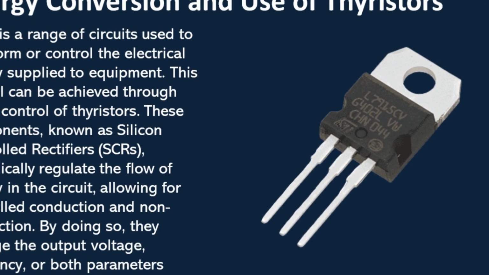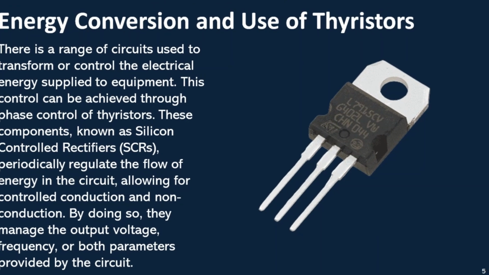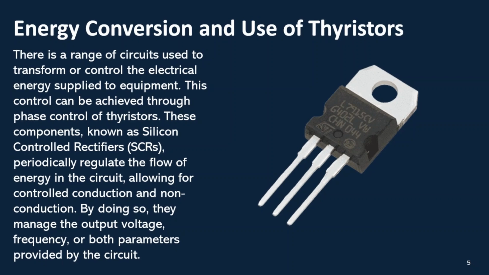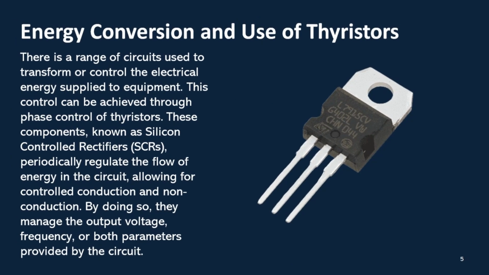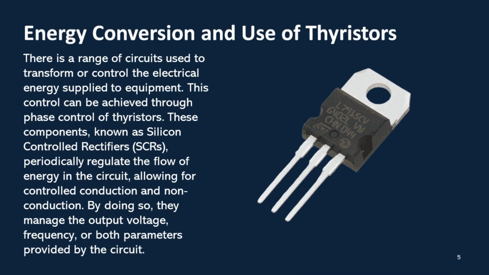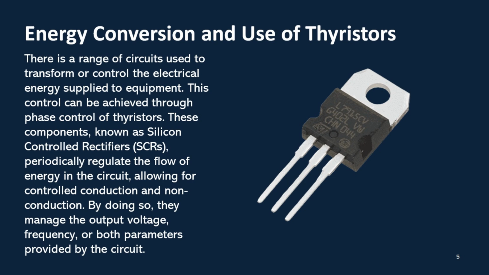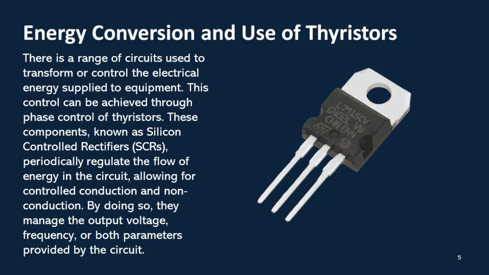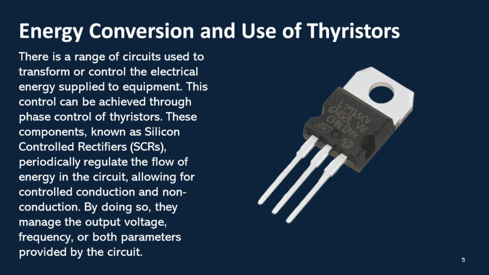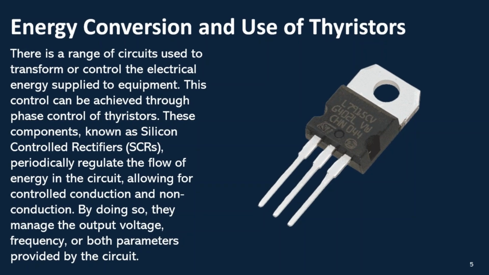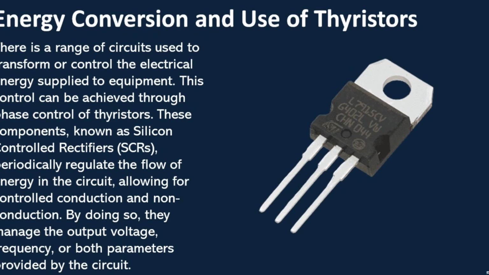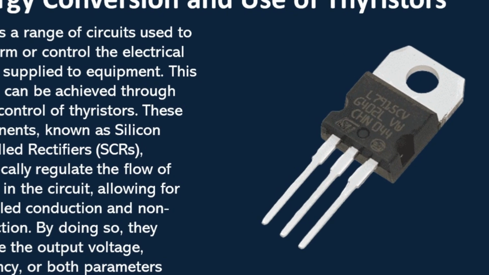Energy conversion and use of thyristors. A variety of circuits are employed to transform or regulate the electrical energy supplied to equipment. This regulation can be achieved through phase control of thyristors. These components, known as silicon-controlled rectifiers, SCRs, periodically control the flow of energy in the circuit, enabling controlled conduction and non-conduction. This method allows them to manage the output voltage, frequency, or both parameters provided by the circuit.